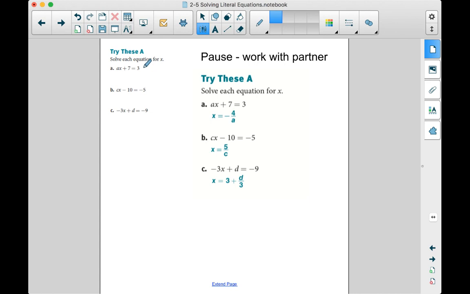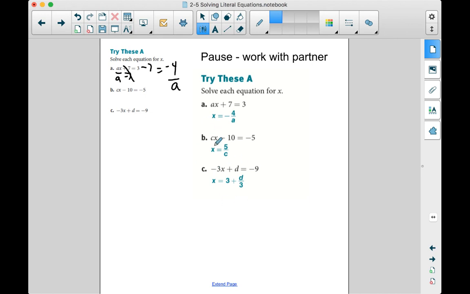So the first thing I have to do is subtract out my 7, because I do the inverse operations. So minus 7, they cancel. 3 minus 7 is negative 4. That's how they got the negative 4. And then again, to isolate x, I have to divide out a. So my x equals, at that point my x is isolated, negative 4 divided by a. Okay? Then the same process applied to the other ones here.